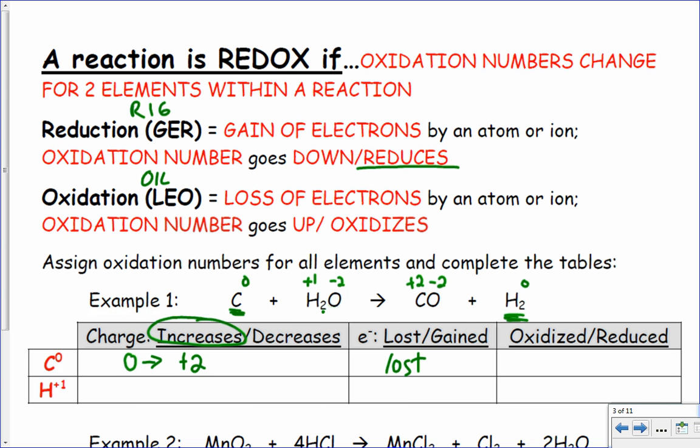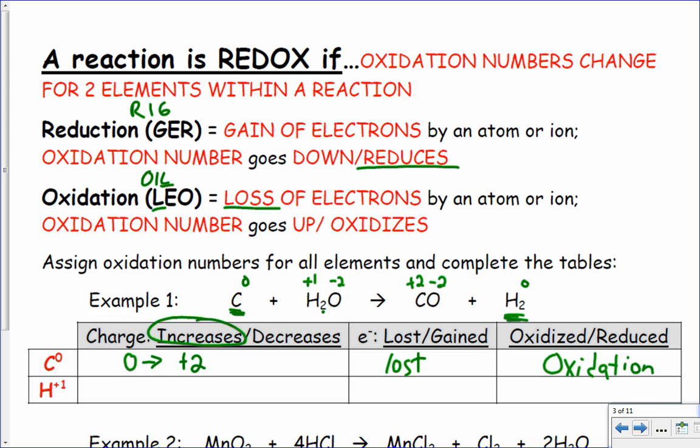So now we have to deal with that backwardsness, but we've done this before when we did bonding. If an electron is lost, OIL RIG, loss is oxidation, the OIL or the LEO. And I'm telling you guys, this is the part where I really need it written at the top of my page: OIL RIG, or LEO says GER. I can't do it without that written there. Right now I have it written on the notes right in front of me, so I'm good.